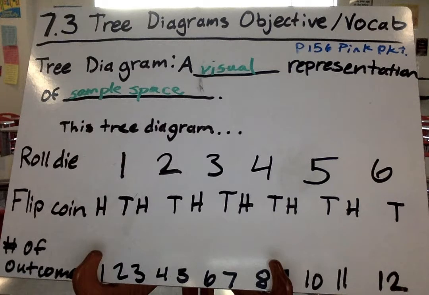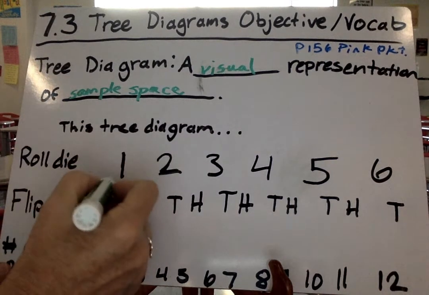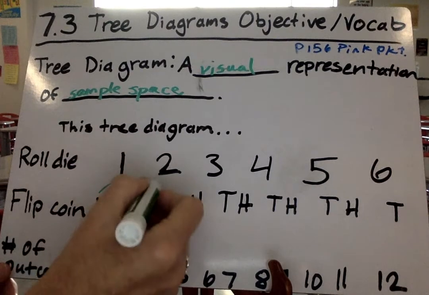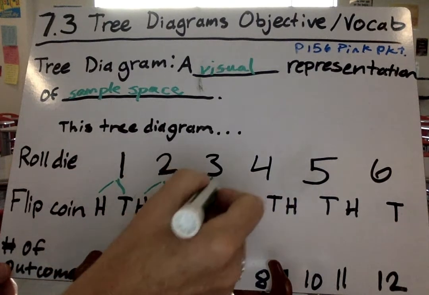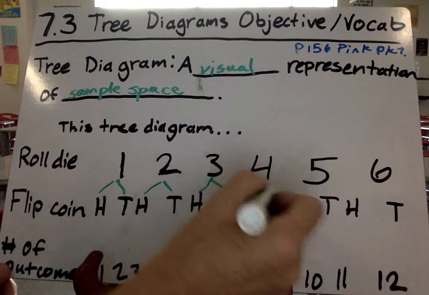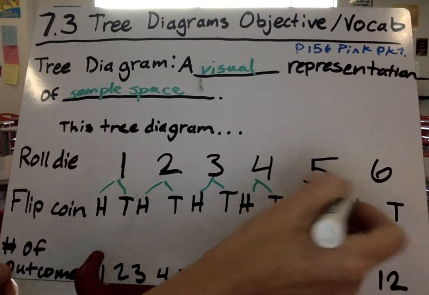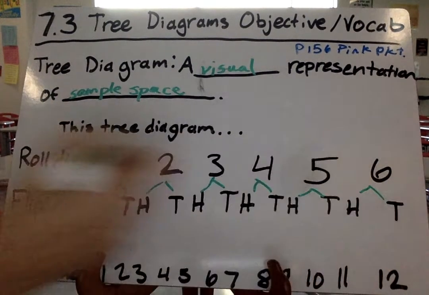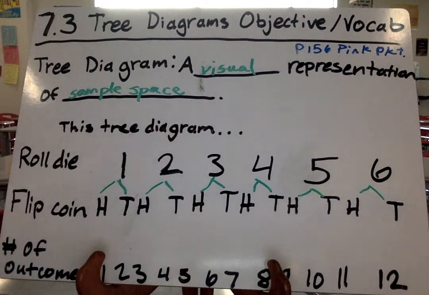So here, this tree diagram shows you the sample space of rolling a six-sided die and then flipping a coin. If you roll a six-sided die, you could get any of these options. And then if you flip a coin, you could have any of these options. So we draw an arrow. We could get one, and then heads or tails. Two, and then heads or tails. Three, heads or tails. Four, heads or tails. Five, heads or tails. And six, heads or tails. So those are all of our sample spaces. Okay?